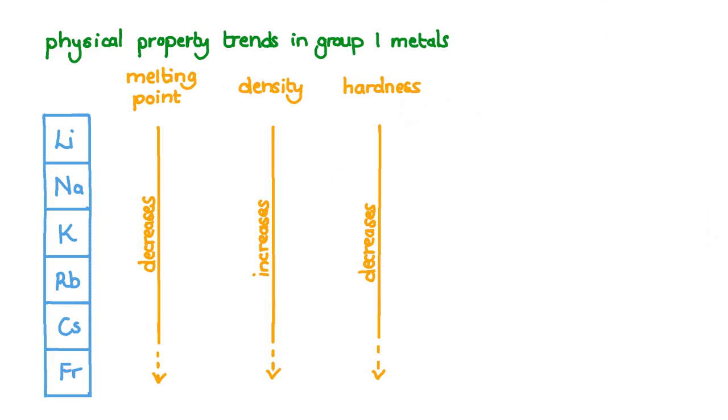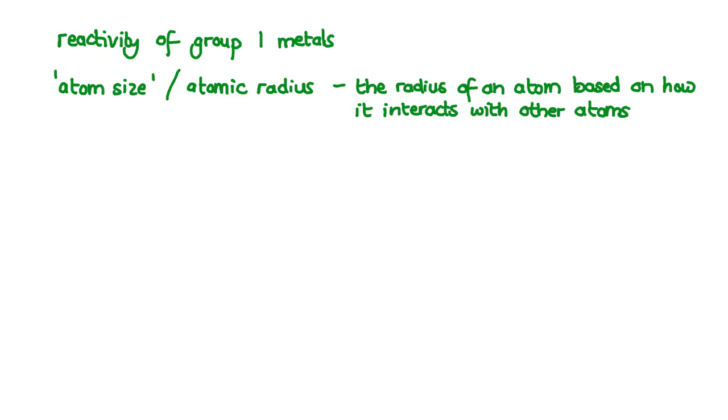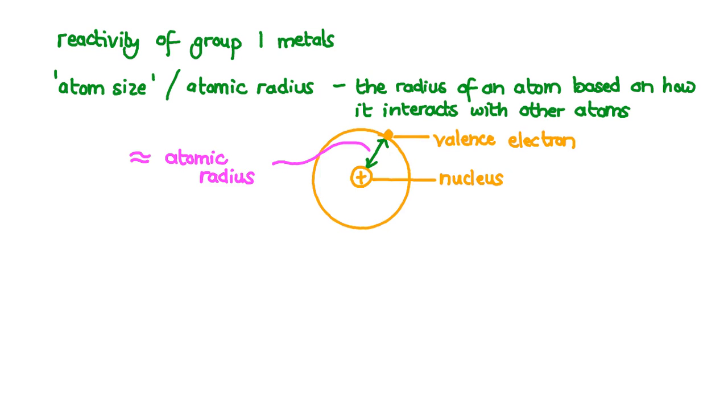Let's investigate the reactivity of the alkali metals in some depth. We have seen that melting point decreases down the group, density increases, and hardness decreases. These trends, as well as reactivity, can be understood by looking at the atom size. Atom size, more formally referred to as atomic radius, is the radius of an atom based on how it interacts with other atoms. And this distance is approximately equal to the distance between the nucleus and the valence electron, as shown by the double-headed green arrow.